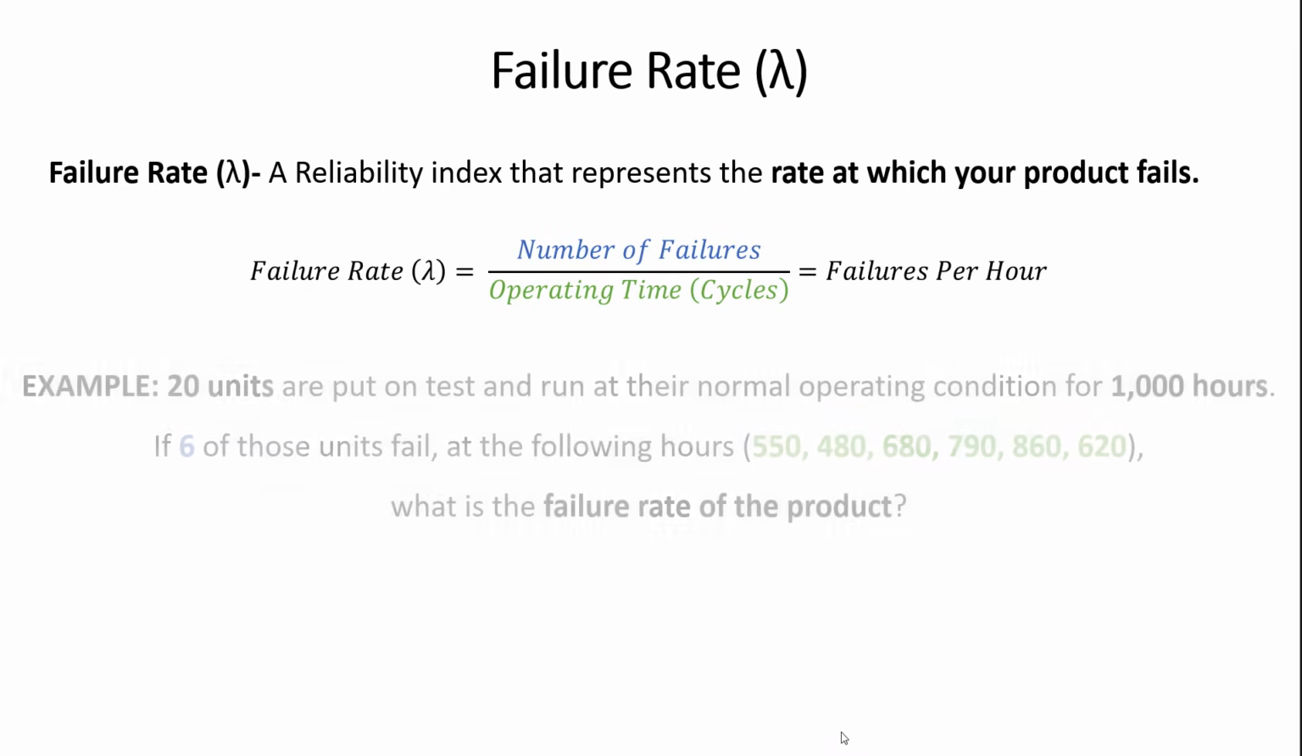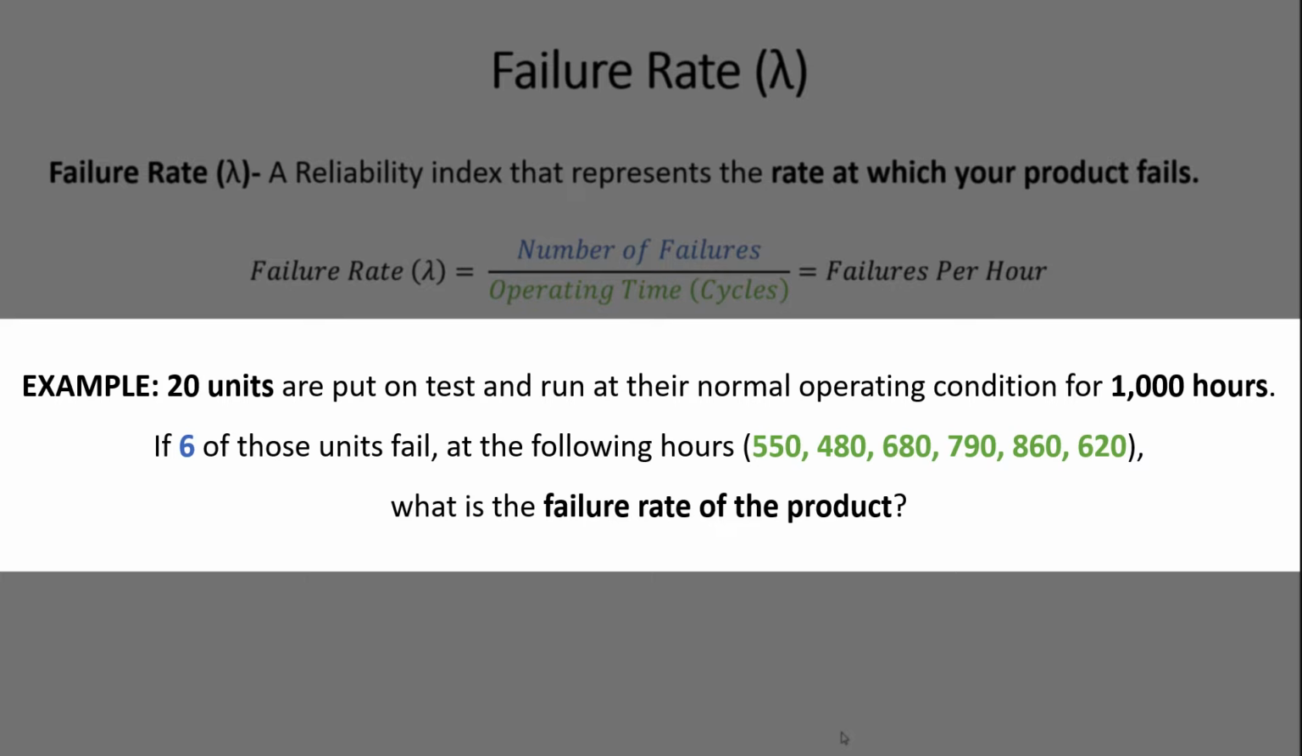All right, now let's do an example of a failure rate. So let's say we have 20 units, and we put them on test. We start running them at their normal operating condition, and we run all 20 units for 1,000 hours. In that time period, 6 of those units fail at the following hours, right? You can see those hours here. What is the failure rate of the product?